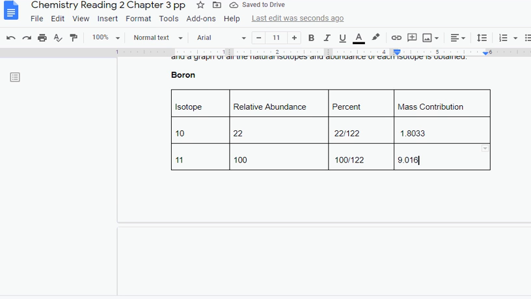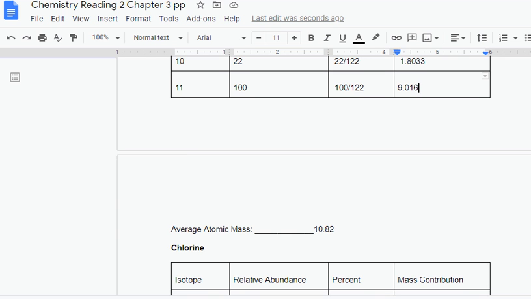Okay, when we add both of those together, you can write the answer down here, and the weighted atomic mass average is going to be 10.82 for those particular isotopes of boron. That would be pretty close to what you'd find on the periodic table, because all of the masses on the periodic table are weighted atomic mass averages.